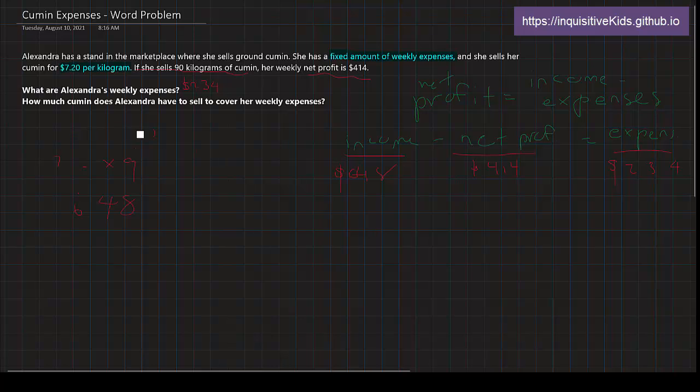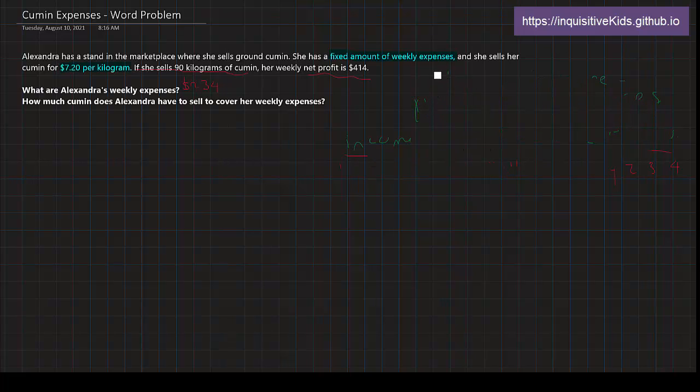So the second problem says, how much cumin does Alexandra have to sell to cover her weekly expenses? So the key word here is the word cover. What does cover mean? Well, it means that she'll get a net profit of 0. So we already know her weekly expenses. That's $234. That's her weekly expenses.